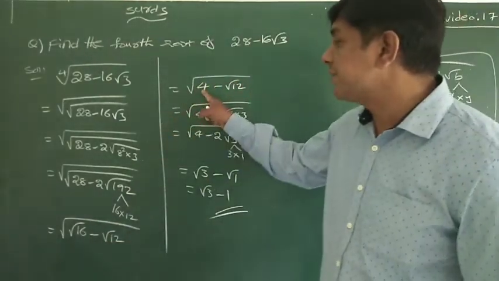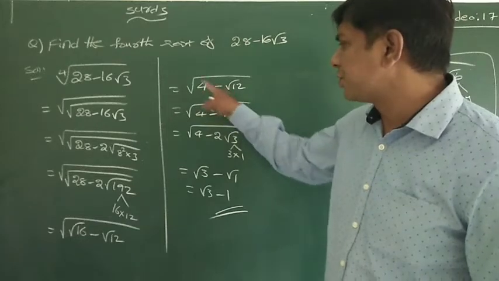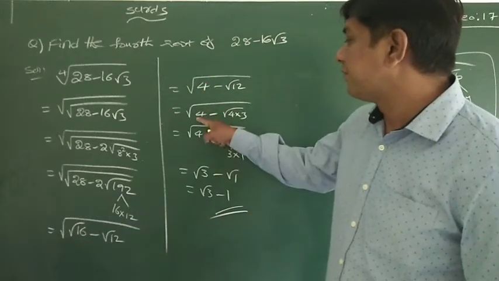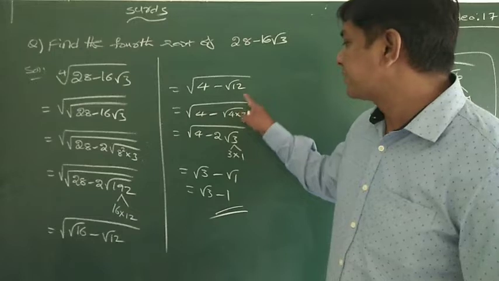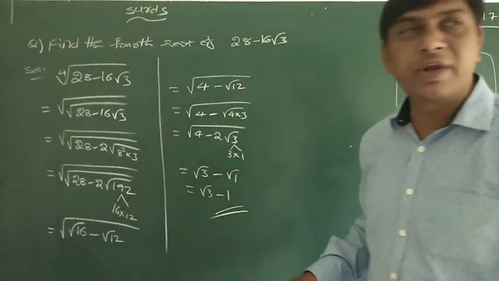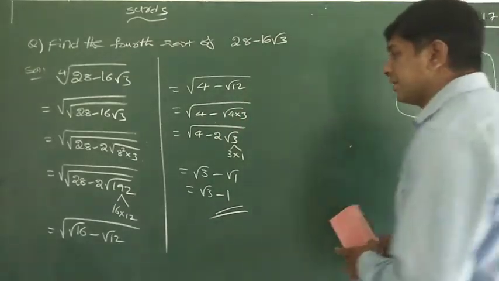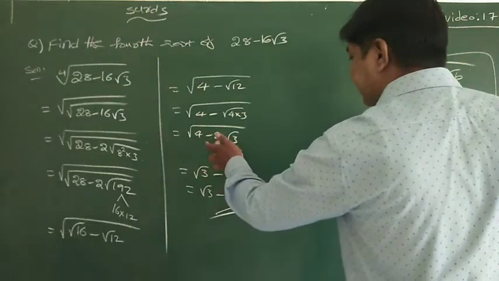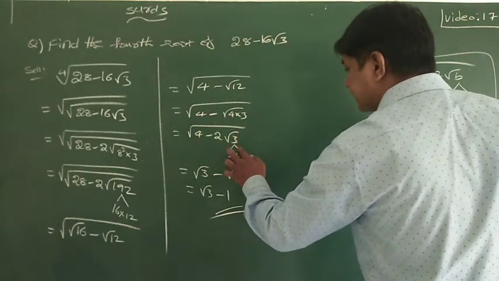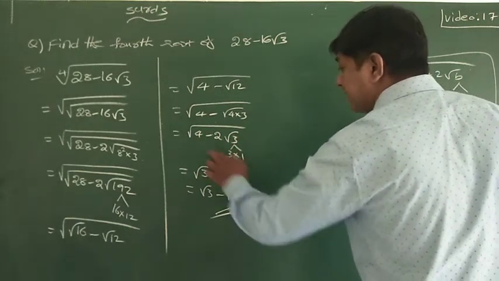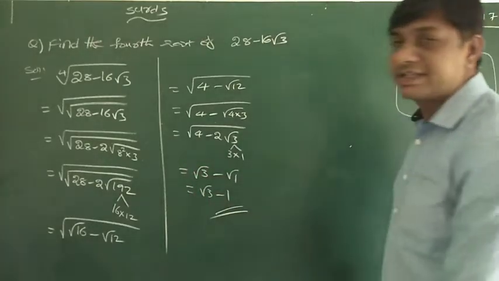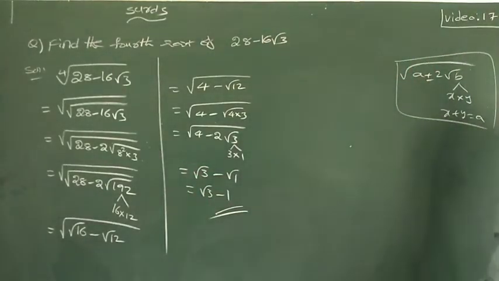So square root of root 16 minus root 12. That is root 16 means 4, minus root 12, square root of 4 minus, 4 3s are 12, 4 take outside, 2 into root 3. That is the square root of 4 minus 2 root 3, means root 3 factors: 3 1s are 3, 3 plus 1 is 4. So root 3 minus root 1. Please write down.